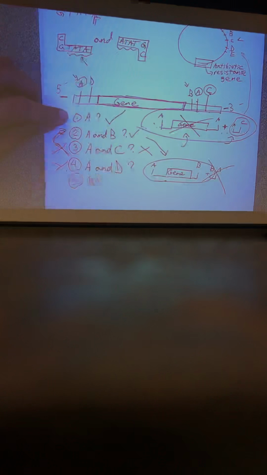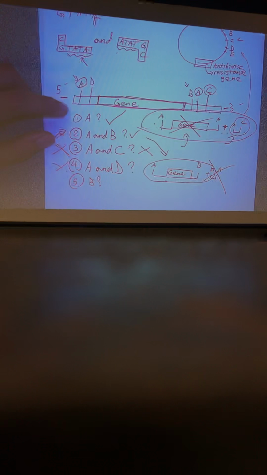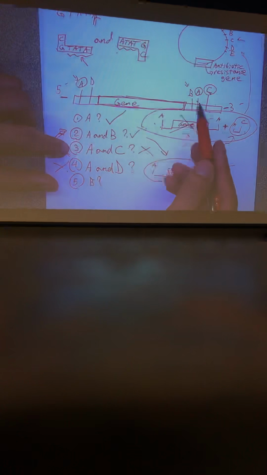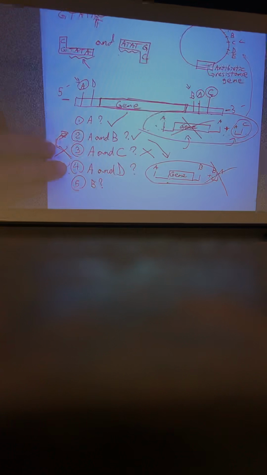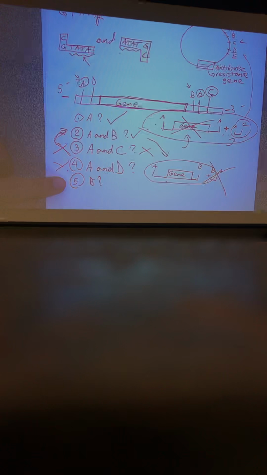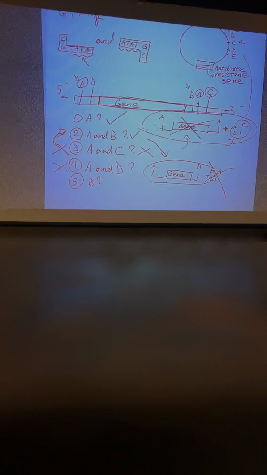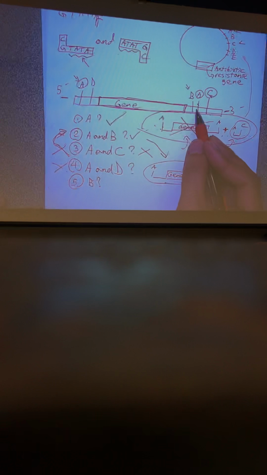Okay? So number 1 we can use, number 2 we can use, number 3 we can't, and again number 3 we can't because of this weird situation over here. Number 4 we can't because everything is backwards, D is on the wrong side compared to A in the gene. And lastly, just to finish this off, could we use just restriction enzyme B by itself? No, because what does restriction enzyme B do? Restriction enzyme B only cuts one side of the gene. We can't cut the other side of the gene.